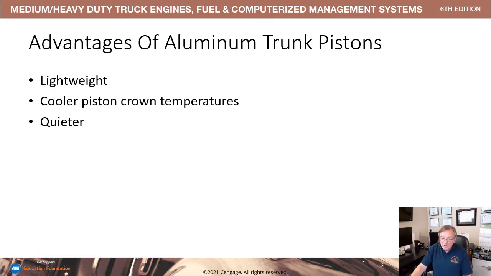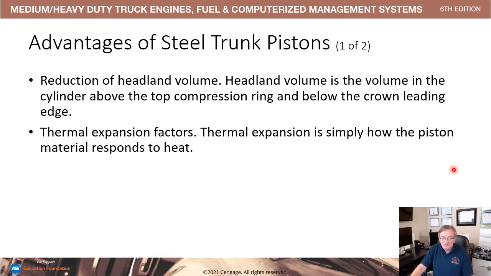Advantage of aluminum is lightweight, cooler crown temperatures, and quieter. The disadvantage is that aluminum will melt at a much lower temperature than forged steel. So if there's an overheat condition or a cylinder being torched by too much fuel, aluminum pistons will fail first. Okay, steel trunk pistons are able to reduce the headland volume because we're able to put the top ring closer to the combustion chamber. The thermal expansion is simply how the piston materials respond to heat. This is important based on the correct fueling with the load and how the heat transfer occurs in the piston.